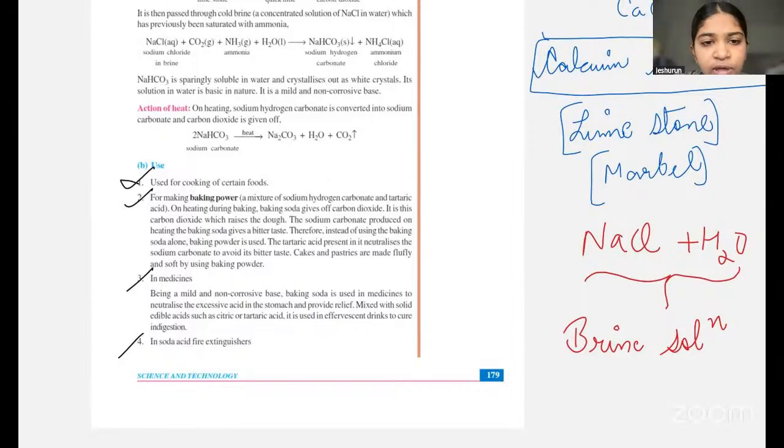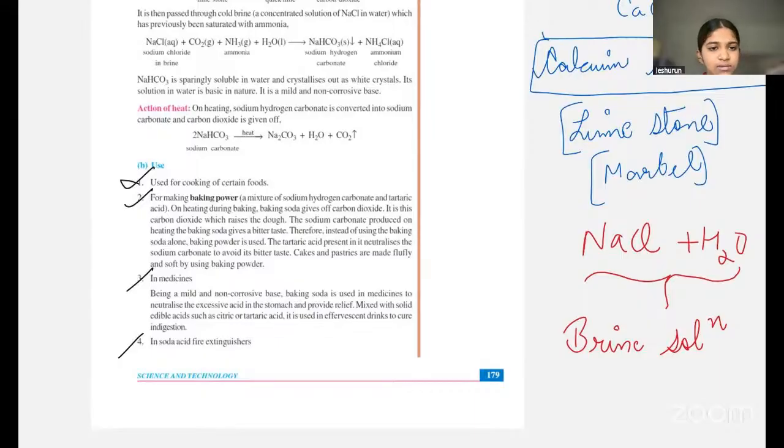Used for cooking of certain foods. For making baking powder, a mixture of sodium hydrogen carbonate and tartaric acid. On heating during baking, baking soda gives off carbon dioxide. It is this carbon dioxide which raises the dough. The sodium carbonate produced on heating the baking soda gives a bitter taste. Therefore, instead of using the baking soda alone, baking powder is used. The tartaric acid present in it neutralizes the sodium carbonate to avoid this bitter taste. Cakes and pastries are made fluffy and soft by using baking powder.